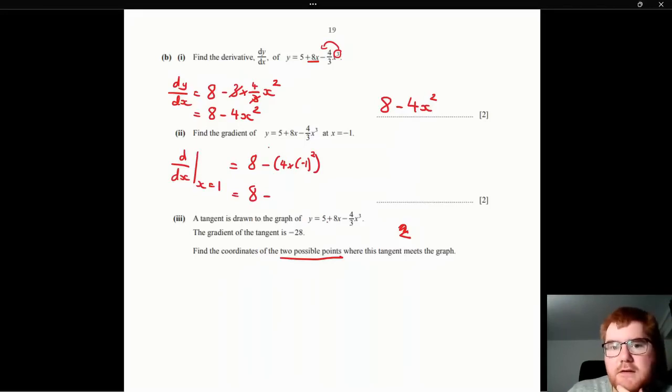Minus 1 squared is 1. 1 times minus 4 is minus 4. So yeah, it does give us 4 here. And now it wants us to work out the two possible points where the tangent meets the graph.